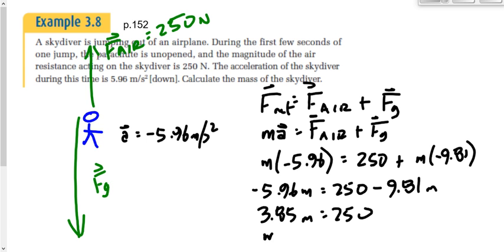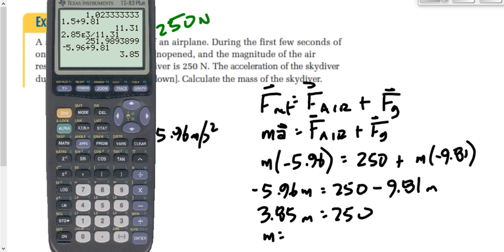And then we solve for m here. Solve for m, and we get, what did I do? That's wrong. What have I done? Yeah, Ariel? I divided 3.85 by 250. What's wrong with that? What should I have done? Yeah, Peter? I should have divided 250 by 3.85.